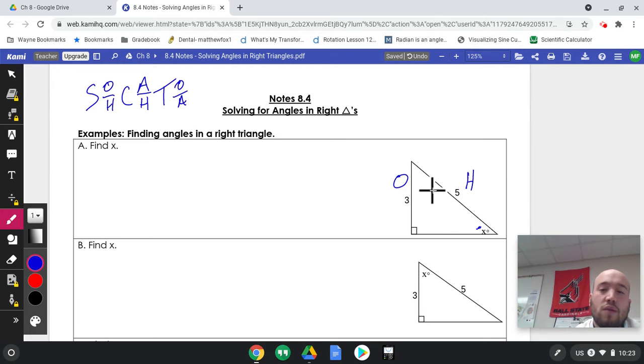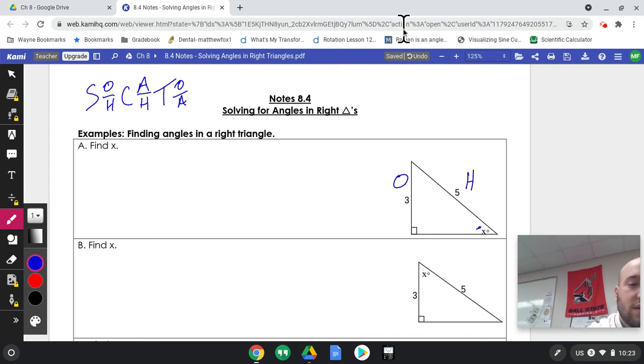Now we have an O and an H. So to find our O and our H, we look up here, O and H, that's sine. When I write this, it's going to be sine of x. I don't know what that angle is. Still put it over 1. That will equal, now O goes on top, so 3 over 5.